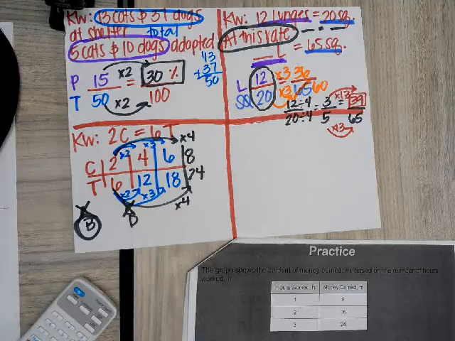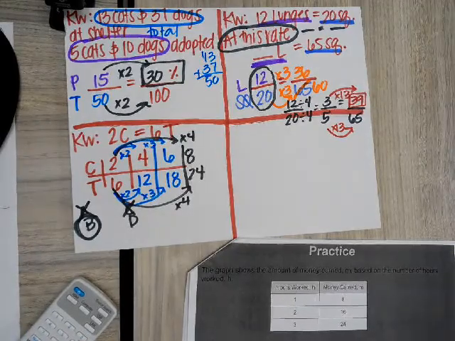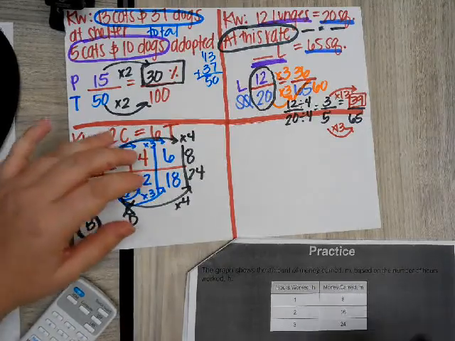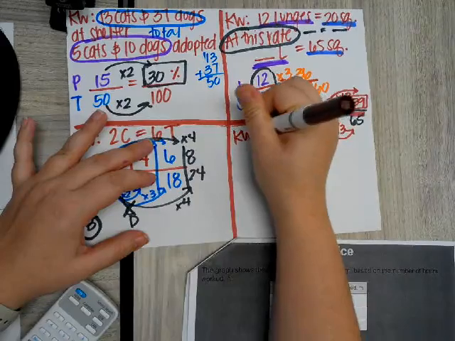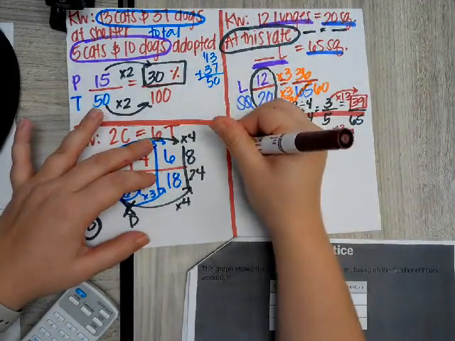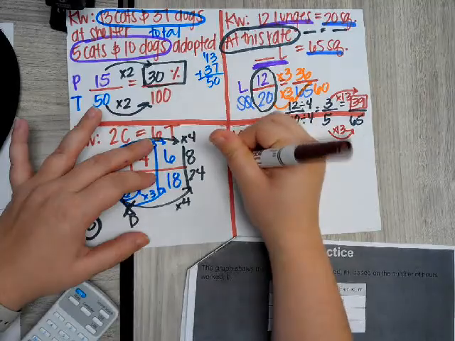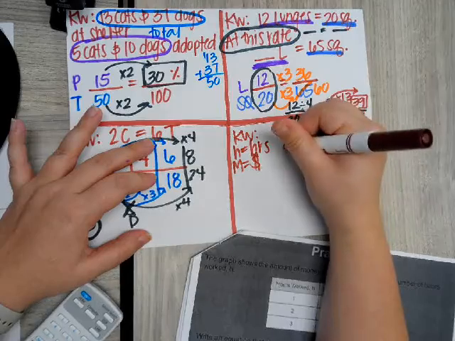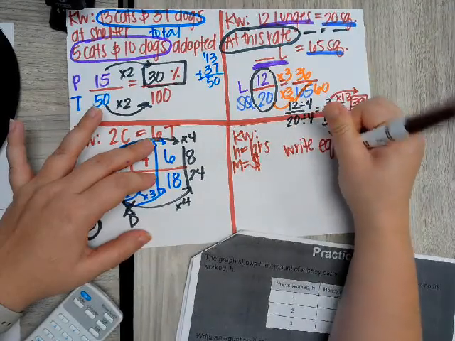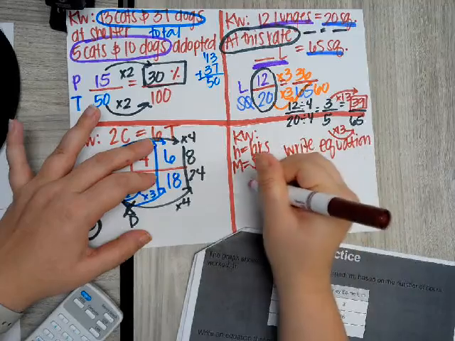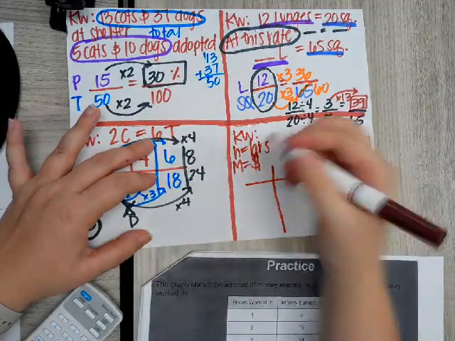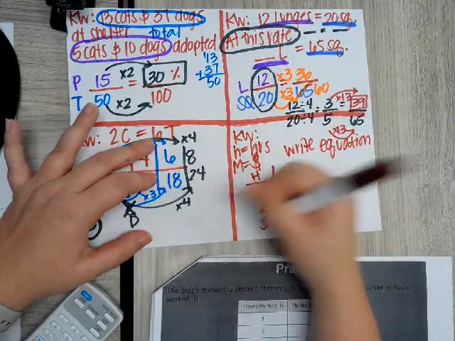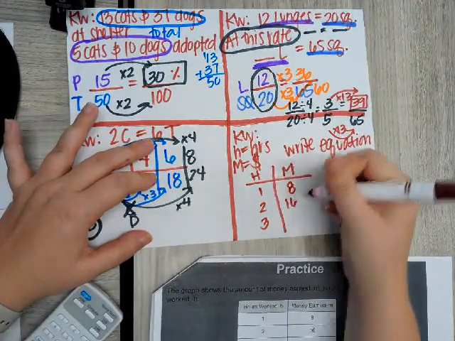Okay, the graph shows the amount of money earned M based on the number of hours H. Write an equation that can represent the relationship between M and H. So we know that H is hours. We know M is my money earned. And they want us to write an equation. And so let's go ahead and draw our table. So this is my H, this is my M. 1, 2, 3, 8, 16, 24.